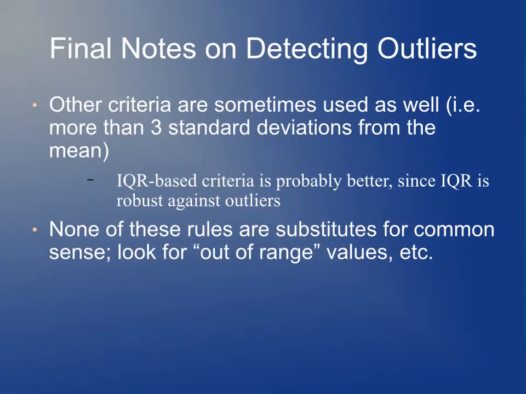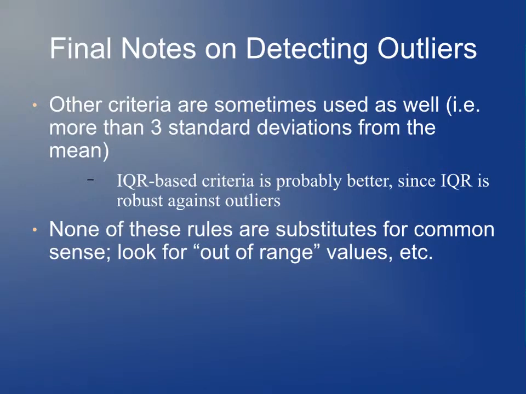Sometimes you'll use other criteria for detecting outliers as well. Some people are suspicious of observations that are more than 3 standard deviations from the mean. The IQR-based criterion is probably better, since the IQR is robust against outliers, whereas the standard deviation is not. But as I said, this shouldn't replace common sense. You want to look for out-of-range values and things like that.